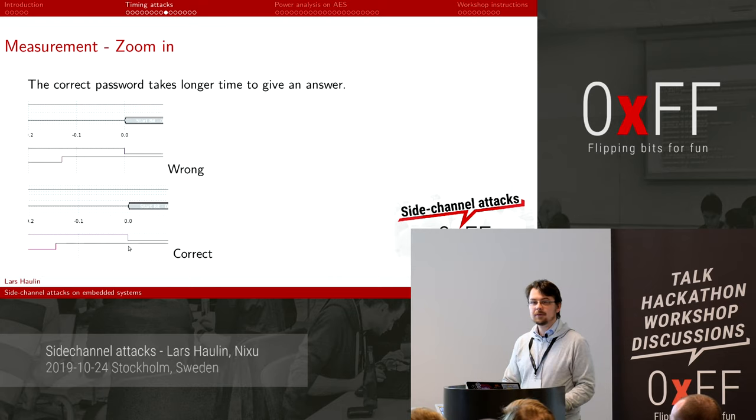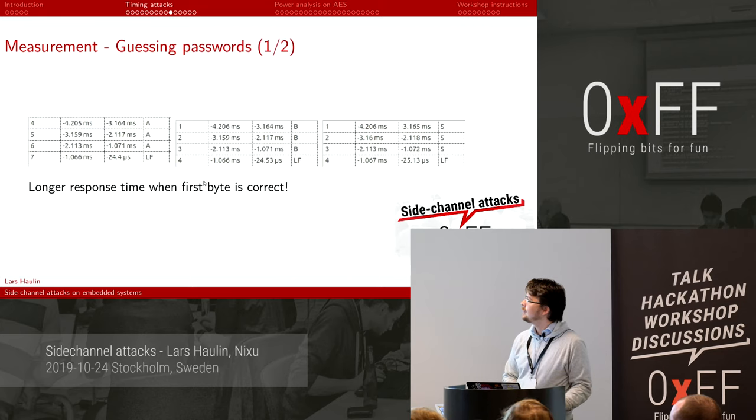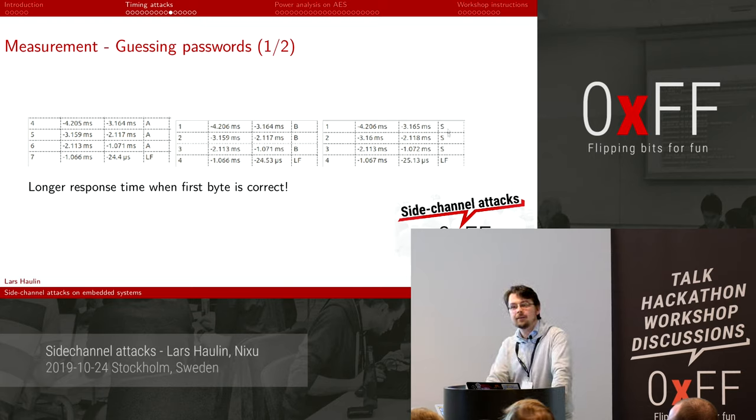So what does this mean? This is just a graph, so we don't have any numbers to compare. But if we actually look at the numbers here, if we send, let's say, three big A's, and measure the time, we can see that it takes 24 microseconds to get a negative reply. If we send BBBBB, we get 24.53 microseconds, so it's almost the same. But if we send a big S, then we get 25.